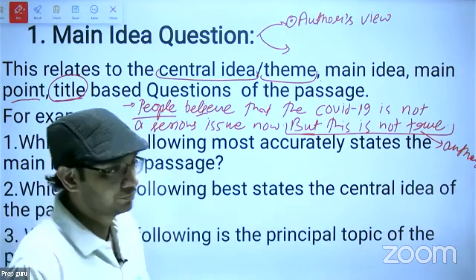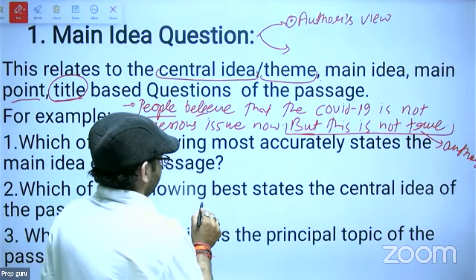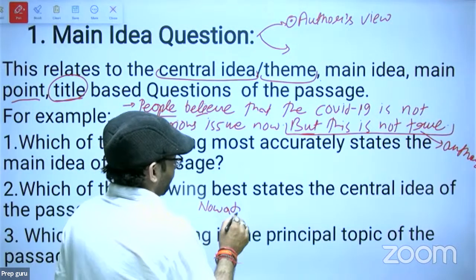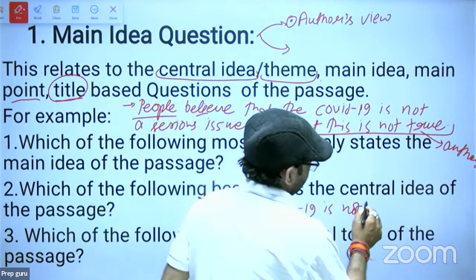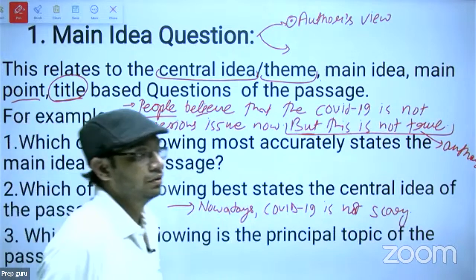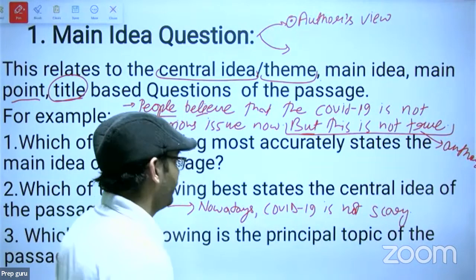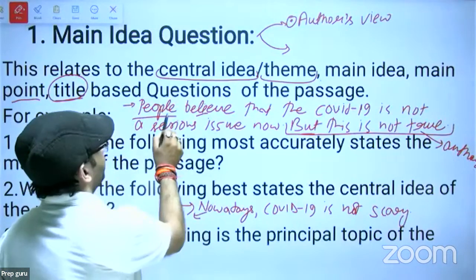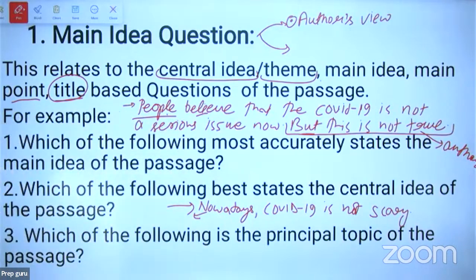Tell me, everyone tell me. Suppose I am getting an option like, nowadays COVID-19 is not scary, right? Is it the correct answer of central idea or not? Yes. Why? Because this is the view of people, not the author. The correct answer would be: people are in a wrong perception that COVID-19 is normal, right?